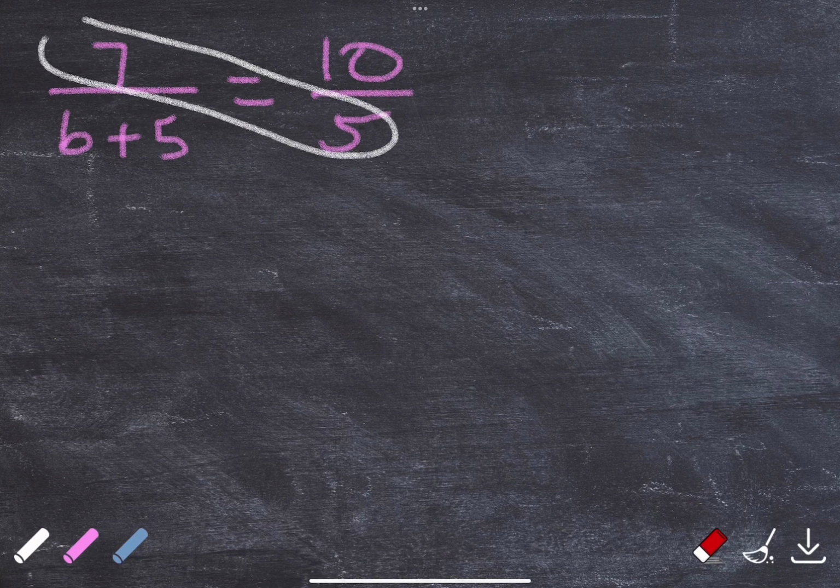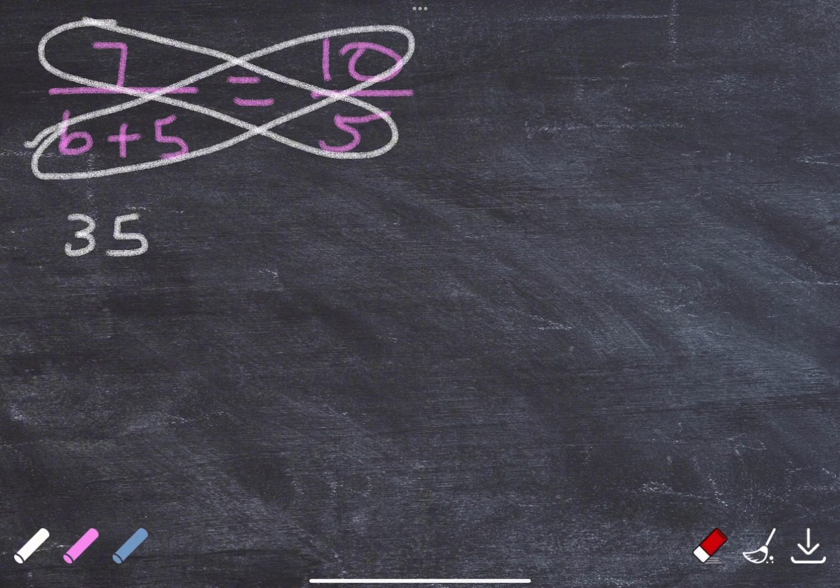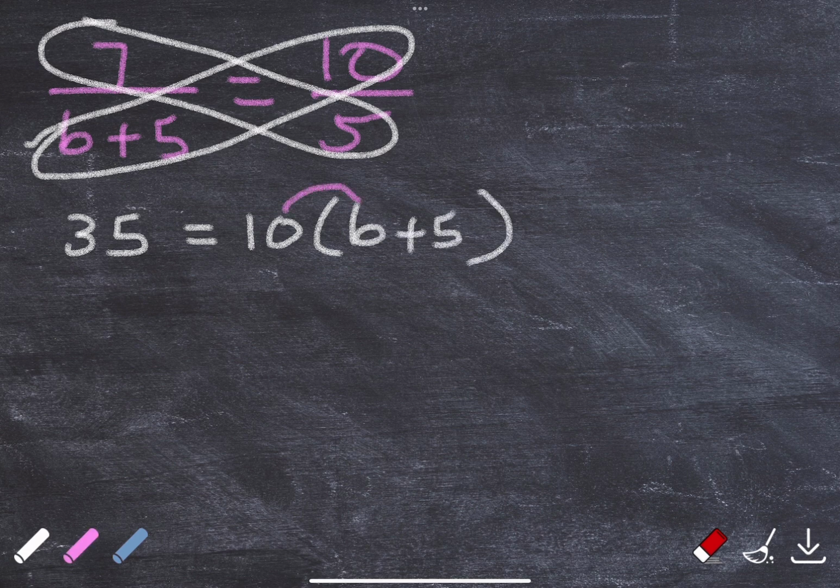Notice that this proportion has a variable, and I'm still going to use the same method of cross multiplication. So 7 times 5 is 35, and then I have 10 times b plus 5. I'm going to use the distributive property here. 10 times b is 10b. 10 times 5 is 50. So now I have a two-step equation. On one side of the equation, I have 35. On the other side, I have equals 10b plus 50.